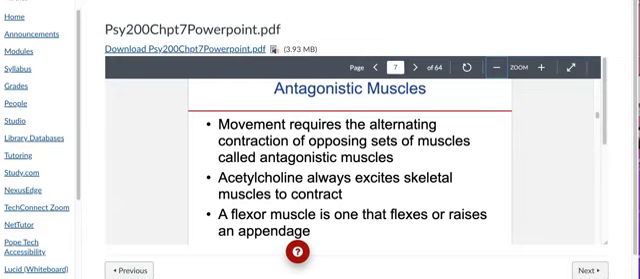Antagonistic muscles are pairs of muscles that work opposite each other to produce smooth, controlled movement. Here's the rule. A muscle can only pull, it cannot push. That means if one muscle bends a joint, you need another to straighten it again. The muscle that contracts to create a movement is called the agonist. The muscle that relaxes to allow the movement or contracts to reverse it is the antagonist.